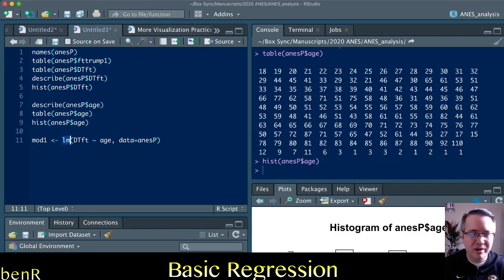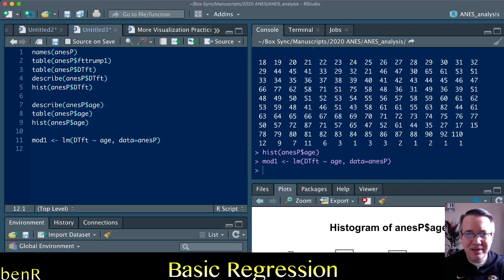This is a regression command. So you'll always type lm or whatever kind of model you're using. This is a variable name from your data set. This is a variable name from your data set. Data equals is R language. And then this is the name of your data set. So I named this data set anesP because it's the ANES pilot data. So it's as simple as that.